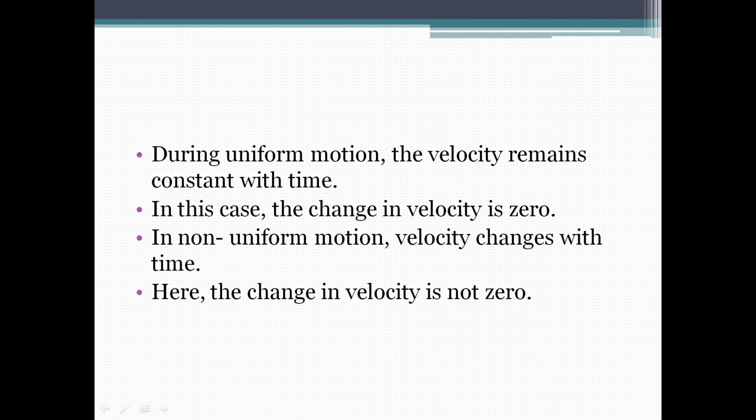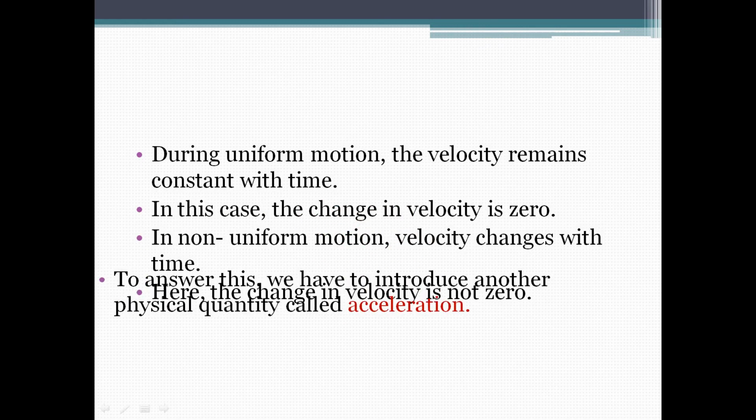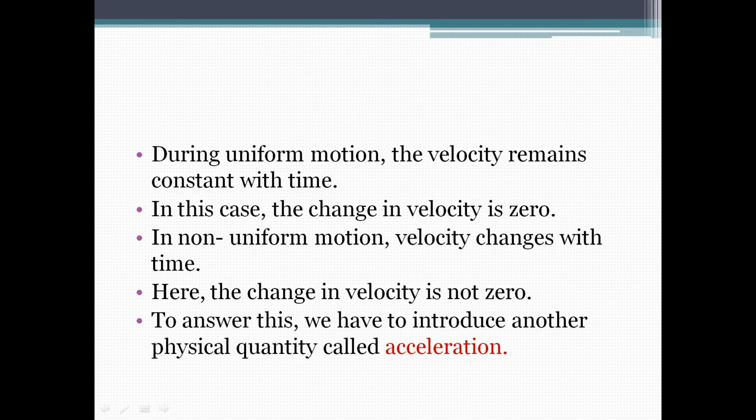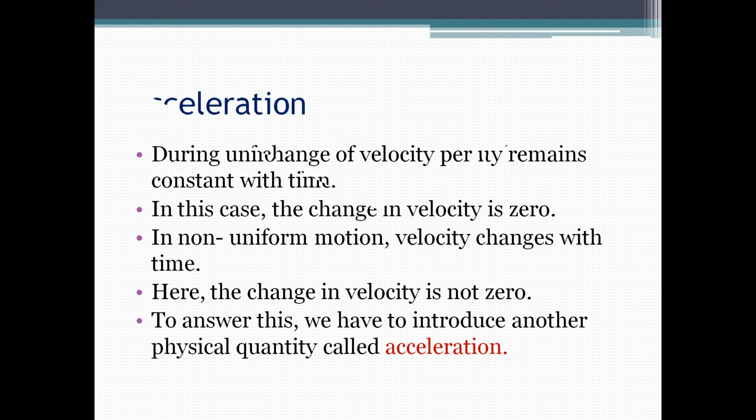Now during uniform motion, the velocity remains constant with time. That means there is no change in velocity. So in this case, the change in velocity will be zero because the velocity is same. Now in non-uniform motion, the velocity changes with time. Here the change in velocity is not zero. So how to calculate that change in velocity in non-uniform motion? For that, we have to introduce another physical quantity called acceleration.